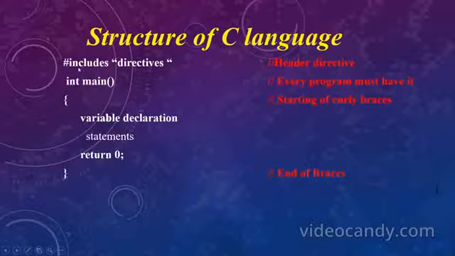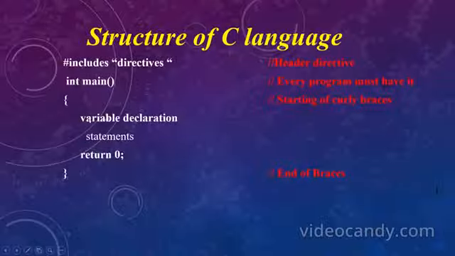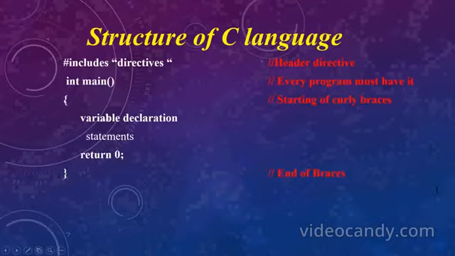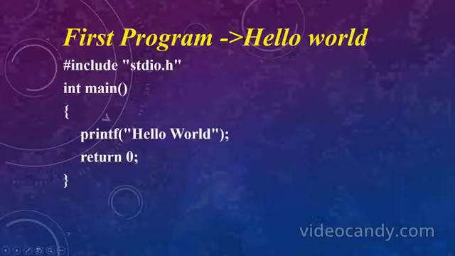So this is the structure of C language. Here we have the include directive. Here we have main, int main, then we have variables, and then we enclose it with curly brackets. This is the start of the curly bracket, and this is the end of the curly braces. We write the whole logic within these curly brackets. So this is our first program, Hello World. Let's do it.